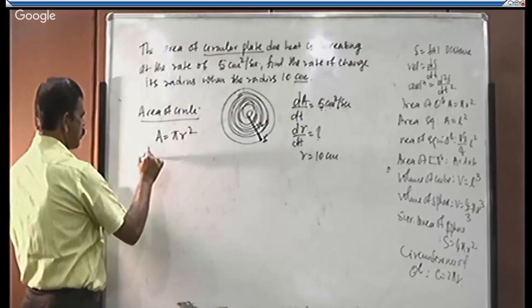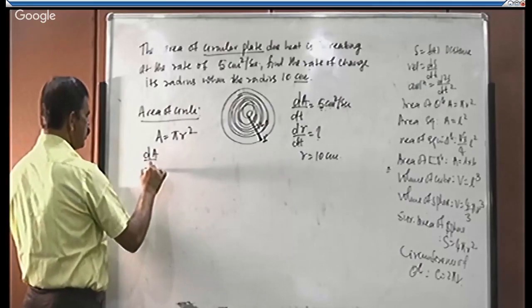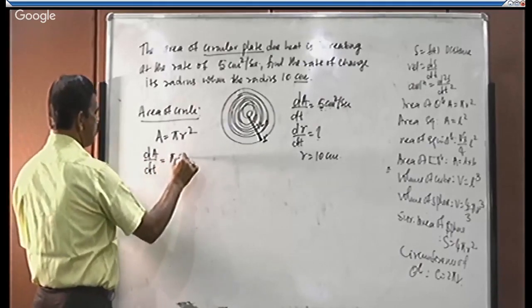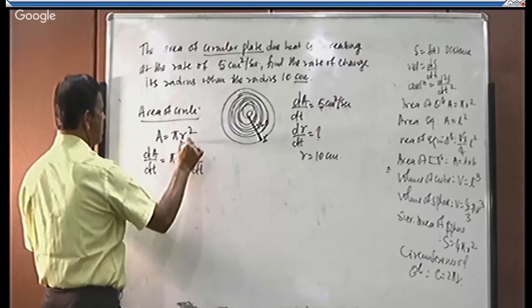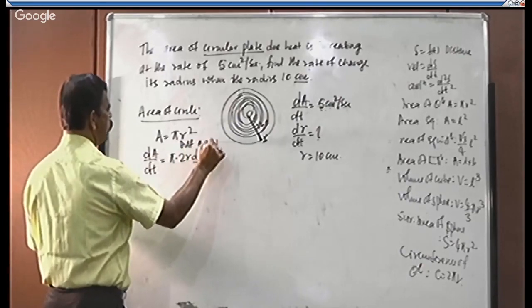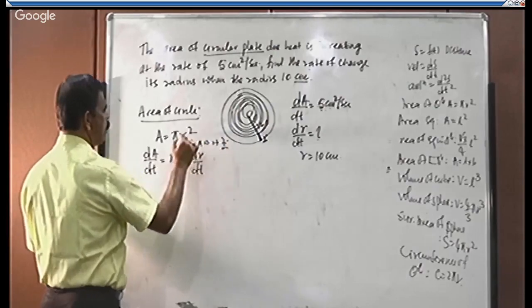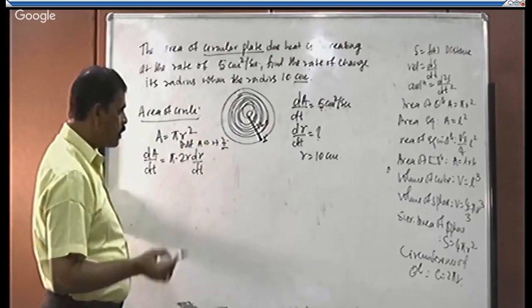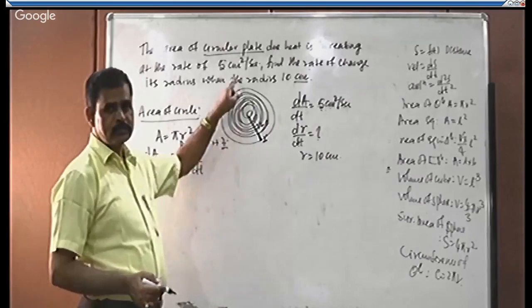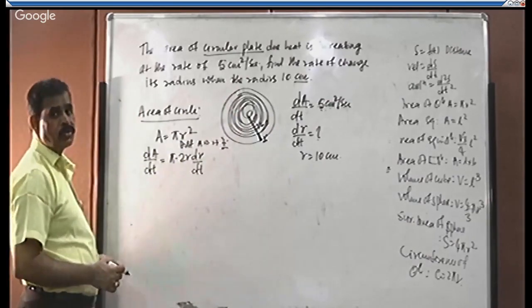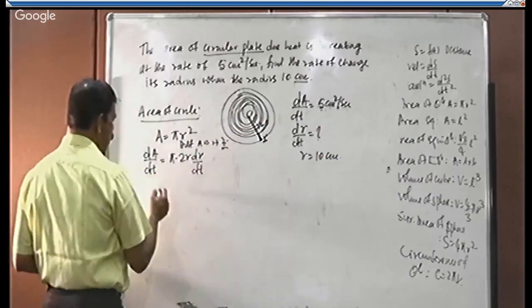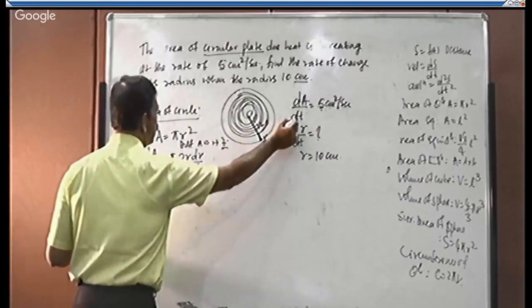Differentiating this, we get dA by dt equals pi into 2r into dr by dt. Differentiate A with respect to t, not with respect to r, because r is also varying. Radius is also varying, area is also varying. Then what is given? dA by dt is given.